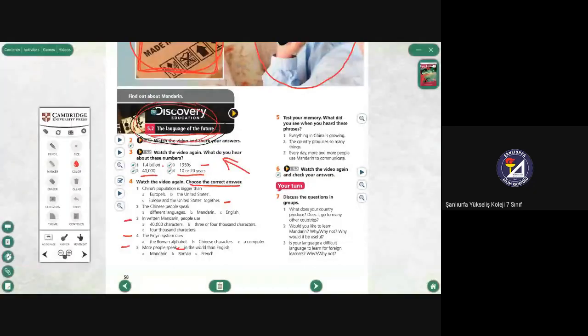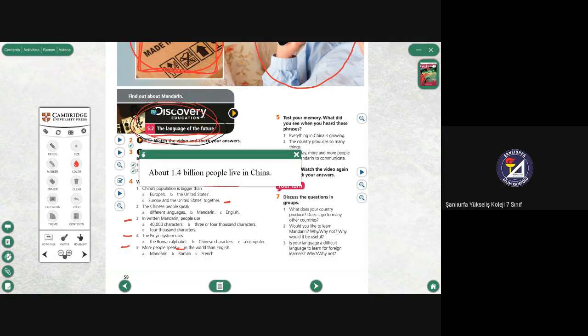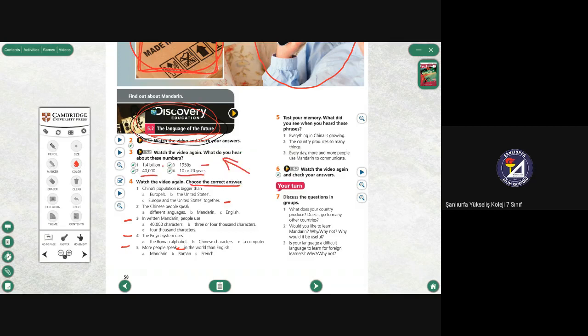Okay, guys, we have watched the video again. So, are we ready to answer these questions? Okay, here we go. What do you hear about these numbers? 1.4 billion. What do you remember about this number? Yes, about 1.4 billion people live in China. So this is the population of China, the number of people in China.